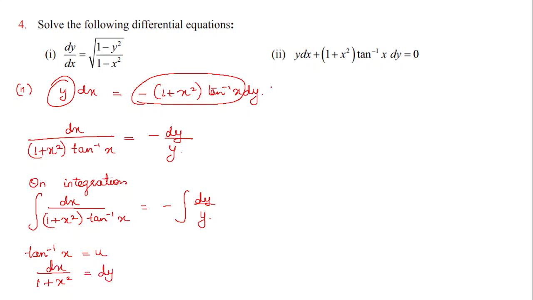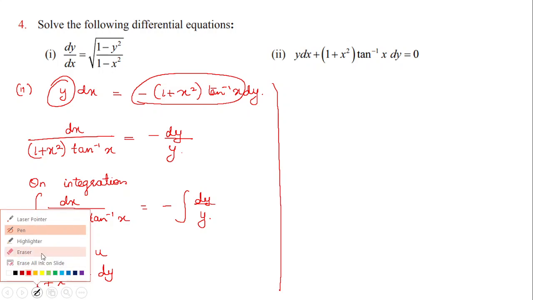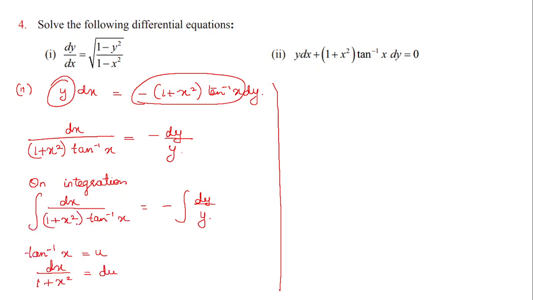So now we can substitute it directly. So dx by 1 plus x square we can write as du. So now integral du divided by tan inverse of x, what are we going to do? We are going to substitute u, and it is equal to minus integral dy by y. So we will get log u is equal to minus log y plus log c.